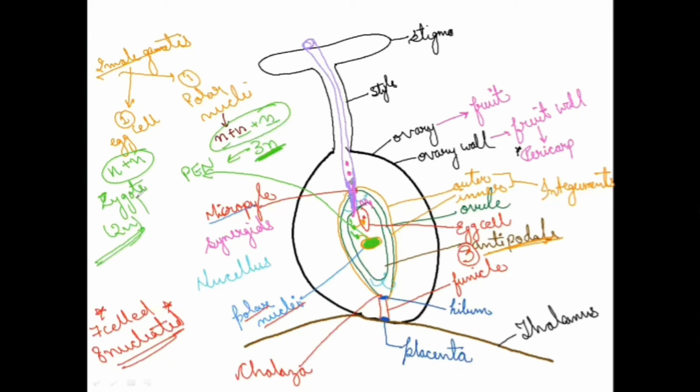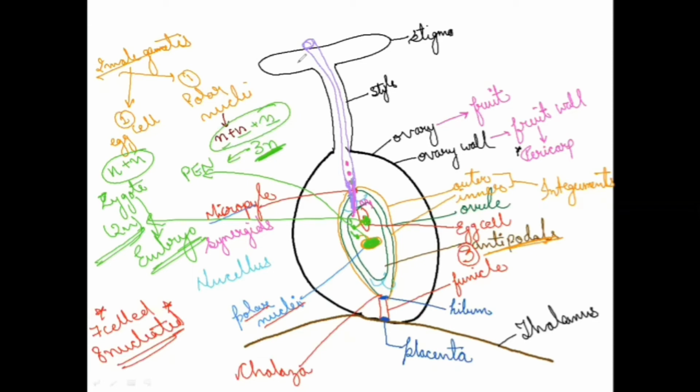Clear? This zygote is going to form the embryo. So what happens when the male gamete fuses with the egg cell? It is going to form the zygote, this one, and PEN is formed. Now what is the function of these primary endosperm nucleus? What is the function of the embryo?